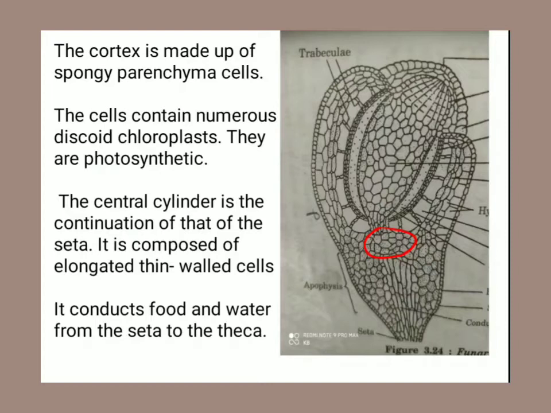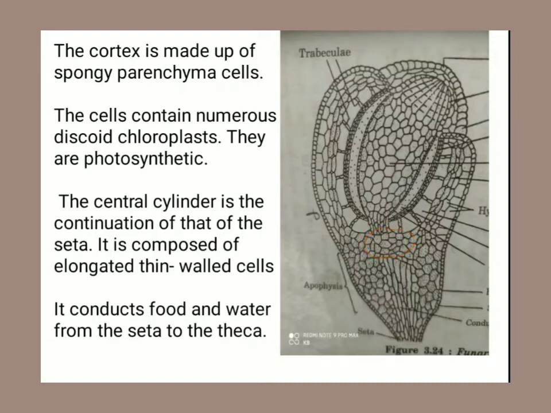In the middle part, the parenchymatous cells have chloroplasts, and these chloroplasts do the photosynthesis. The central cylinder is a continuation of that of the seta, and it is composed of elongated thin-walled cells. It conducts food and water from the seta to the theca.